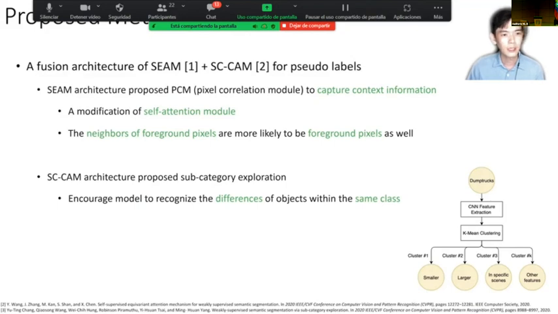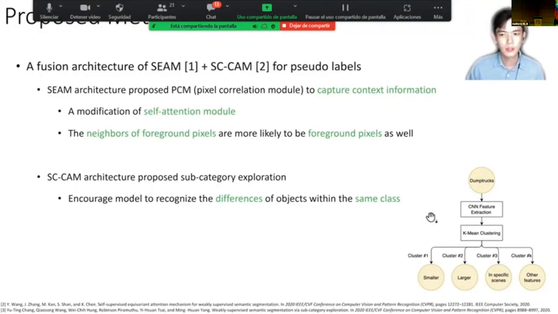And for the SCCAM architecture, it proposes a subcategory exploration. The subcategory exploration encourages the model to recognize the differences within the same object class. So if you look at the diagram on the right side, this is actually a label preparation process for the SCCAM architecture.